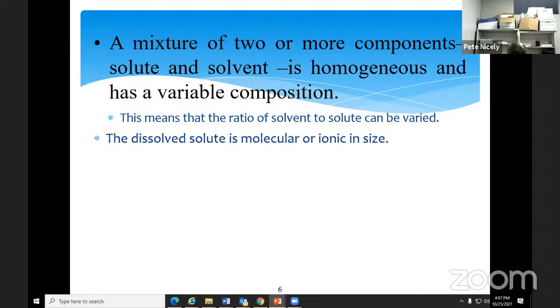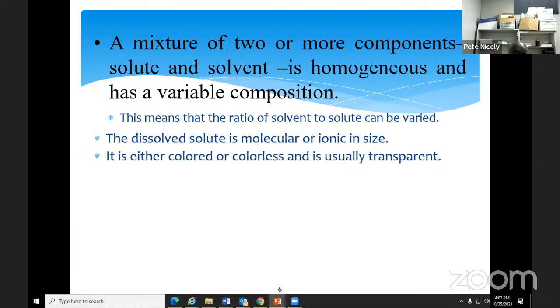Now, in terms of the particle size of the different substances involved, what you find is that the dissolved solute will be at the molecular or ionic size, depending, of course, on whether you're dealing with molecular compounds or ionic compounds. Another property displayed by true solutions is that they can be either colored or colorless, and they are usually transparent. So usually you can actually see through the solution.